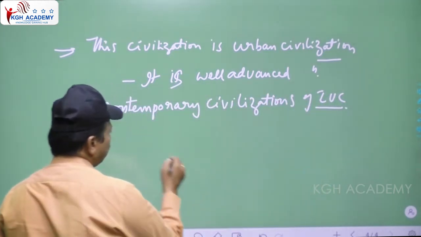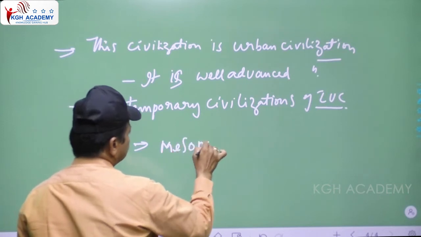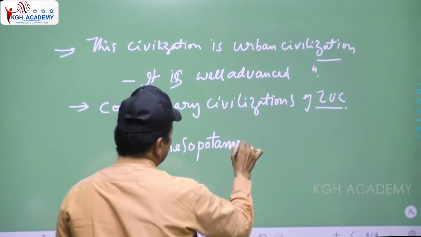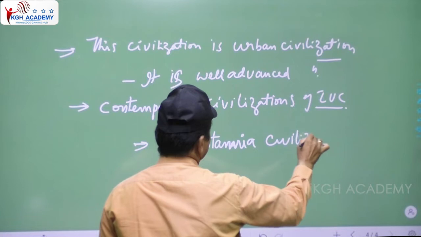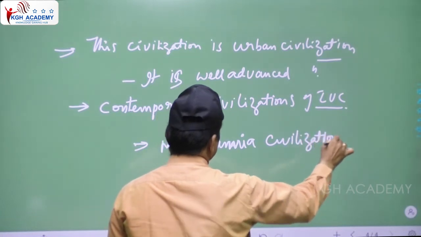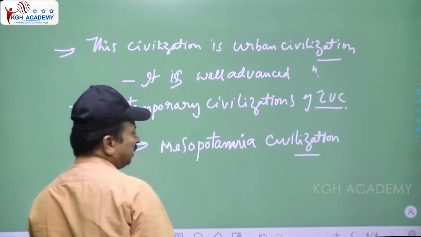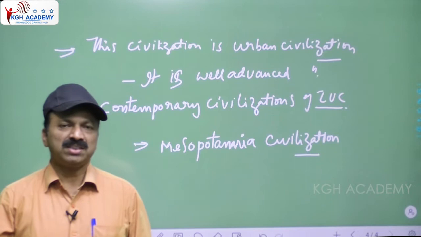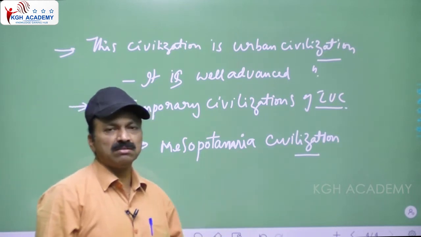One is Mesopotamia civilization. Today Mesopotamia is called Iraq. Persia is Iran. So this one is Mesopotamia civilization.